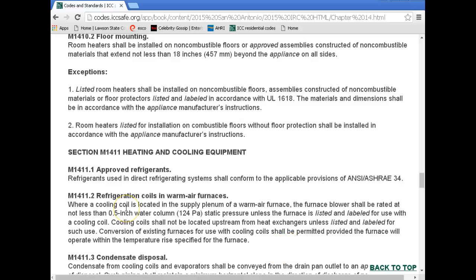Where a cooling coil, that's our AC coil, is located in the supply plenum of a warm air furnace, pretty common, the furnace blower shall be rated at not less than a ½ inch of water column per static pressure, unless the furnace is listed and labeled for the use with the coil. Cooling coil shall not be located, and here's the kicker here, upstream from the heat exchanger unless listed and labeled for such use.